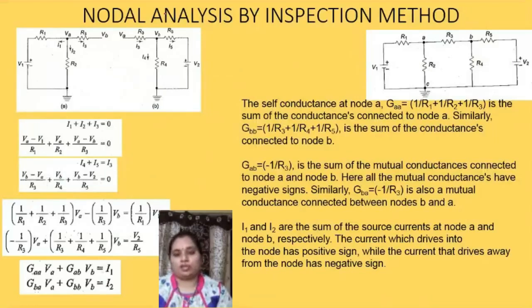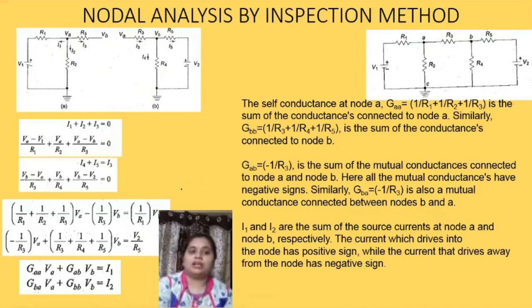Nodal inspection method. As we have seen the mesh equations by inspection method, here we can also see the nodal equations by inspection method. For any given circuit, we have to split it into parts depending on the number of nodes. Depending on the number of nodes, we can divide the circuit and write the equation of current at a particular junction, and find the values of the voltages and currents in that junction.